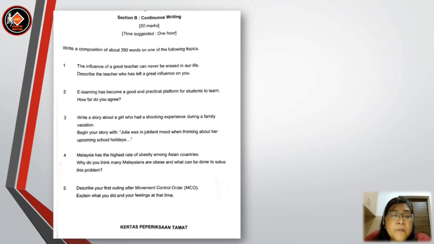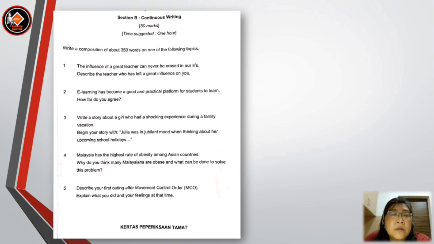Okay, topic 4, Malaysia has the highest rate of obesity among Asian countries. Why do you think many Malaysians are obese, and what can be done to solve this problem? So this is more on factual or health issues. Then topic 5, describe your first outing after the Movement Control Order, MCO. Explain what you did, the first outing, what you did and your feelings at that time. So there are 5 questions.